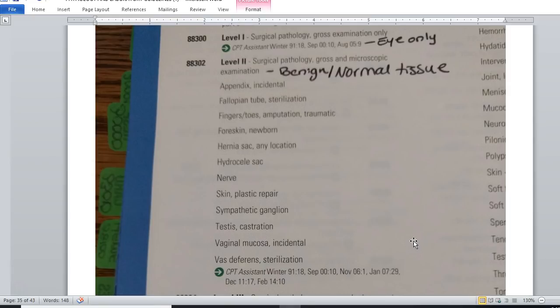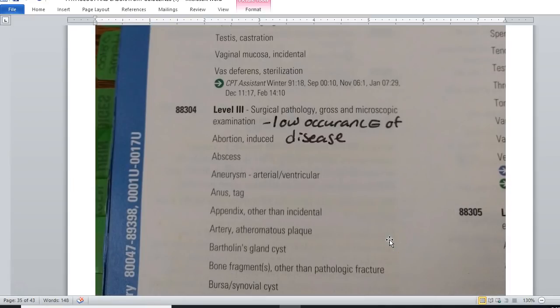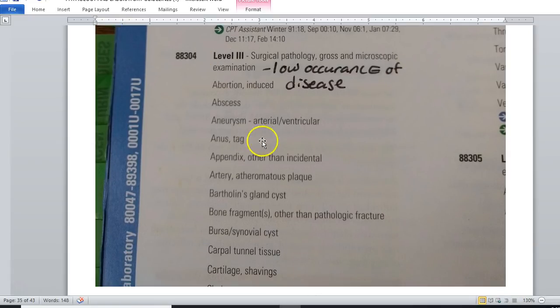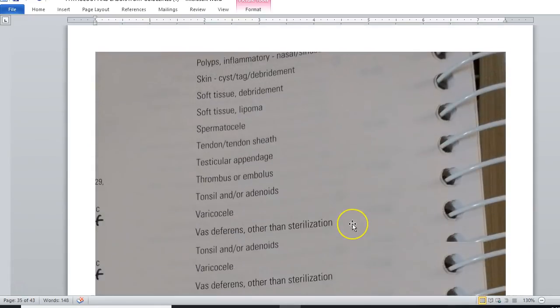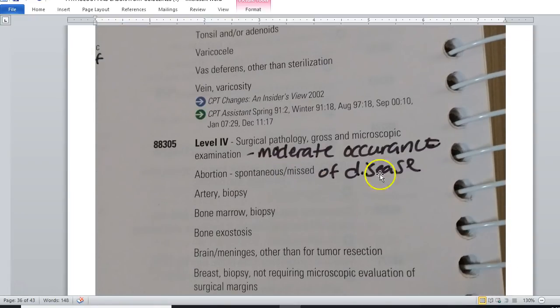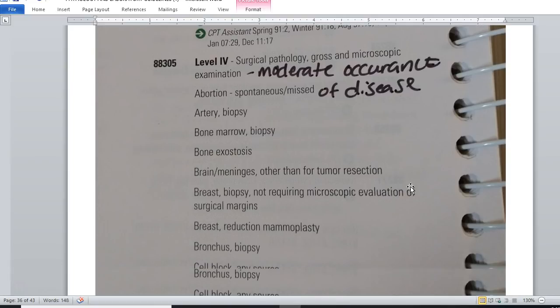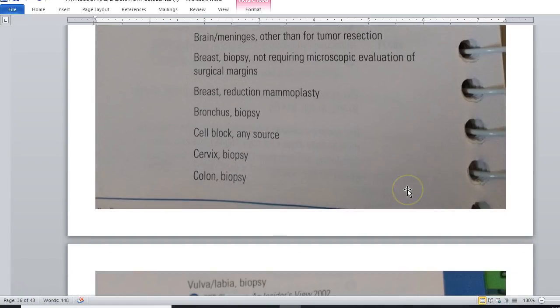So again, as we go through, 88302 is benign normal tissue. 88304, there is no 88303. Don't ask me why, I don't know. But 88304 is a low occurrence of disease. So again, these are abscesses, these are bone fragments, these are cartilage shavings, things like that. Okay, 88305 is a moderate occurrence of disease. Again, doesn't mean cancer, but there's a moderate occurrence of disease.